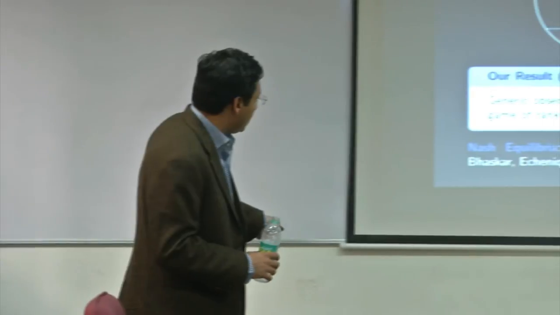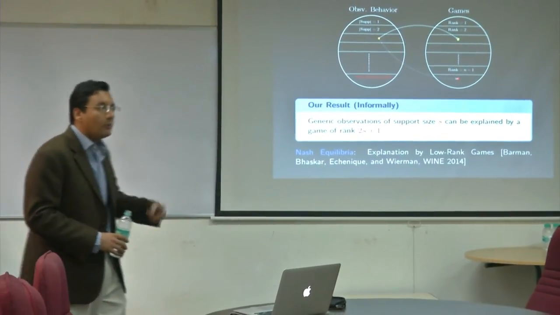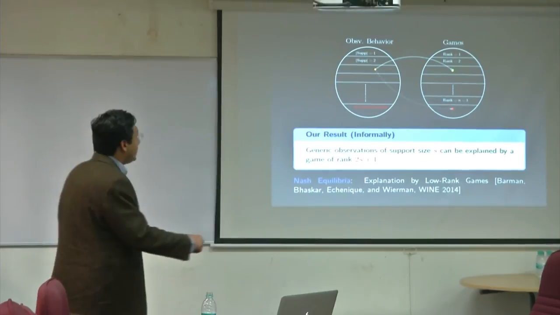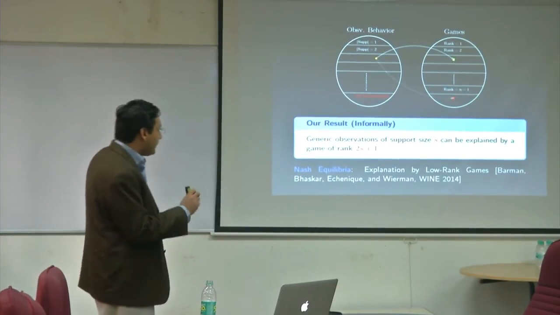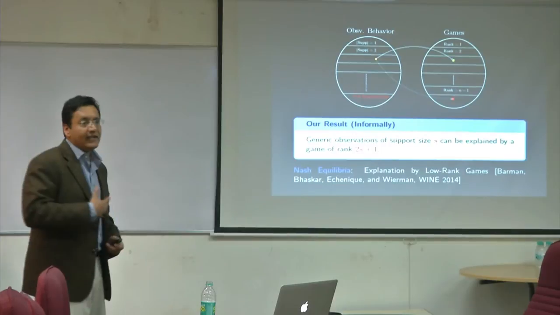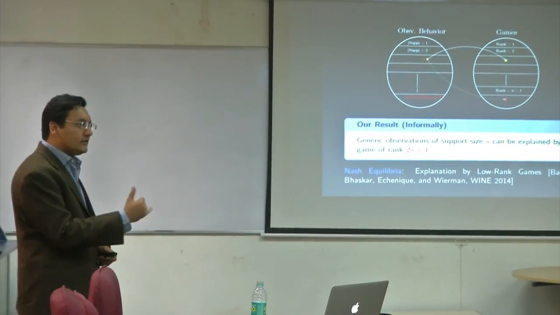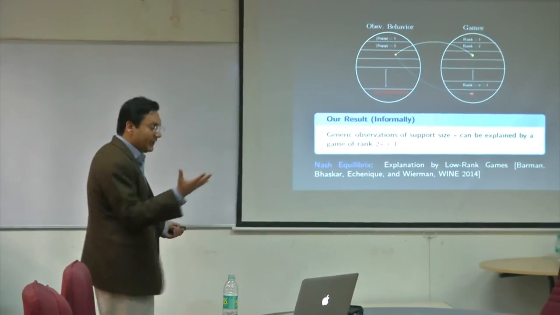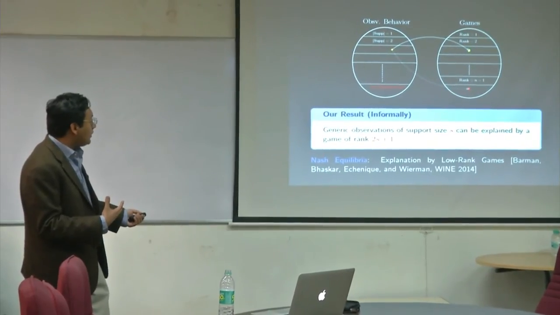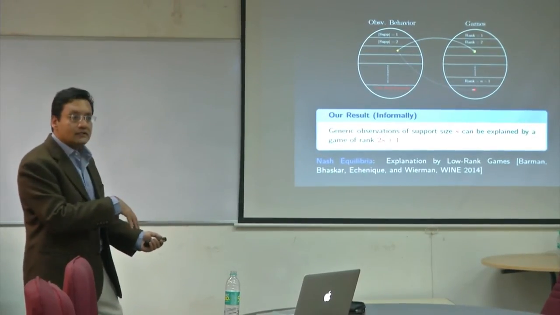In joint work with Bhaskar, Fedik, and Adam Newman, we identify properties of these observed equilibrium strategies that quantitatively connect to low rank games, to computationally simple games. To give you a specific example of our results: if I give you equilibrium strategies x1, y1, x2, y2, and so on, each with small support of size s, and they are generic, then you can always find a game of rank 2s plus 1 such that the equilibria of this game contain the observed strategies.